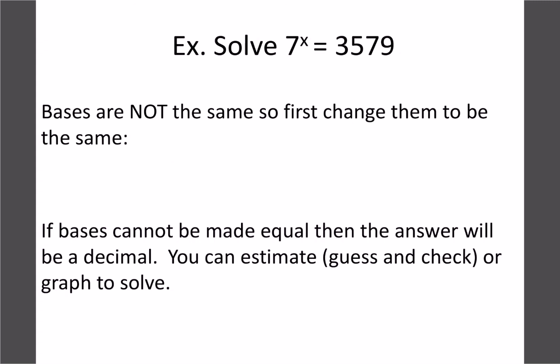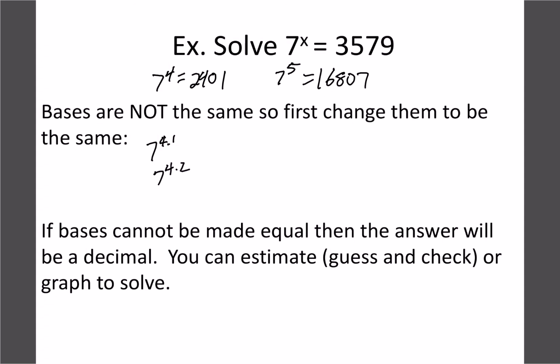Okay, here's another one. 7 to the x equals 3579. So this one's pretty tough. You can't figure it out in your head. So what you need to do is check to see what is 7 to the power of 4. So 7 to the 4 equals 2401. So that's too small. Let's try 7 to the 5. 16,807. So definitely it means it's going to be a decimal. It's not in between. So we could guess and check. So you could try something like 7 to the 4.1 or 7 to the 4.2 or something like that. And you would get pretty close and you could narrow it down.